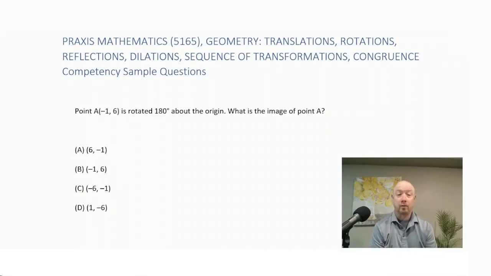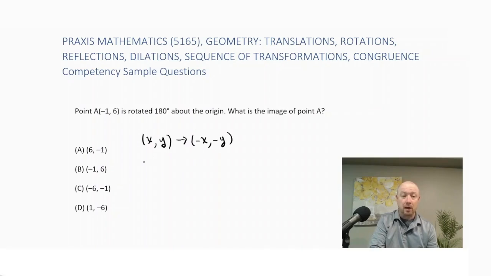Point A (-1, 6) is rotated 180 degrees about the origin. What is the image of point A? All right, in order to do a rotation of 180 degrees about the origin, the rule of rotation would be the general coordinate (x, y) becomes (-x, -y). So we're just taking the opposite of the x and y coordinate.